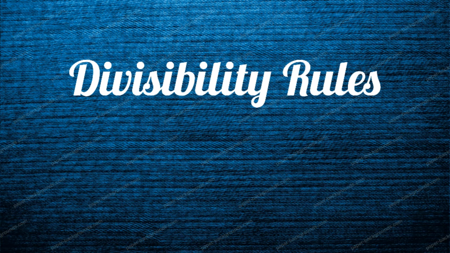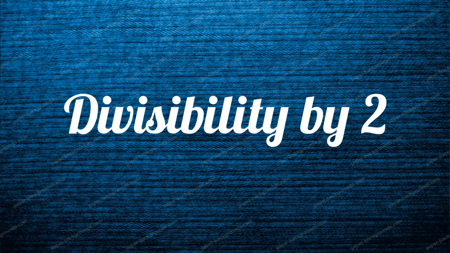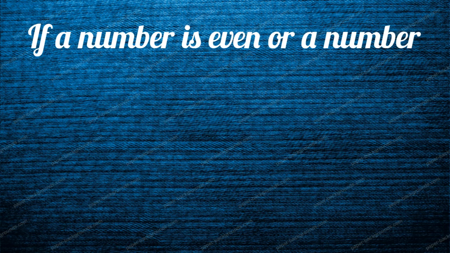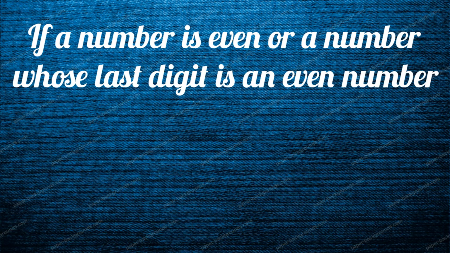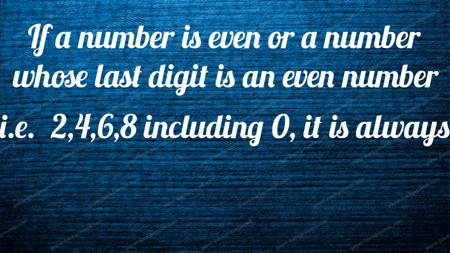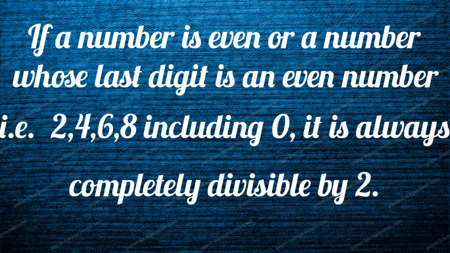Divisibility rules. Divisibility by 2. If a number is even, or a number whose last digit is an even number, that is 2, 4, 6, 8 including 0, it is always completely divisible by 2.